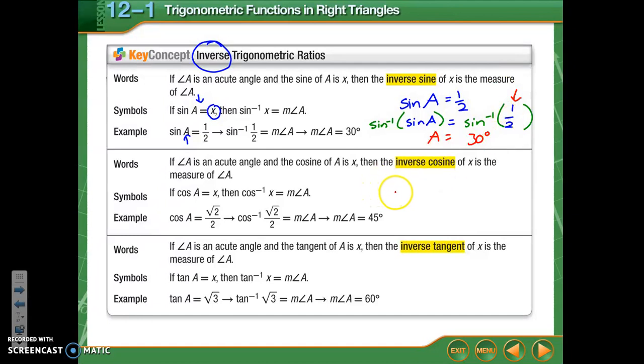I can do the same thing with inverse cosine and inverse tangent. Be careful with the notation. Cosine, this looks like a -1 exponent, but it is not. When it's attached to a trig function, it means inverse. Just like back in chapter 6, we talked about inverse functions as f inverse of x. This does not mean reciprocal. It's not a negative exponent. It's a notation that means the inverse of a function in this context.